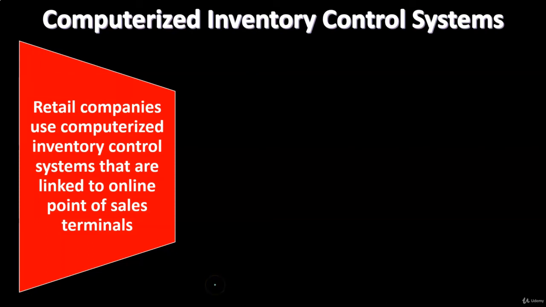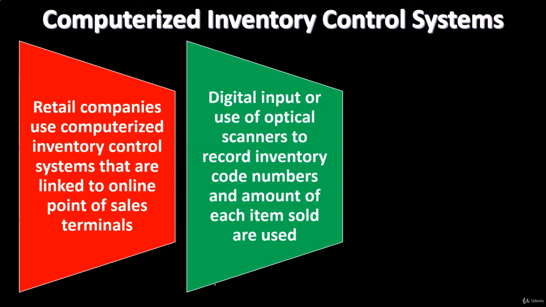The computerized inventory control systems are going to be used in order to help us to track the inventory, to track our current assets. So retail companies use computerized inventory control systems that are linked to online point-of-sale terminals. So the point-of-sale terminals, when we sell the inventory, we've got the scanners and whatnot that are going to help us to track the inventory as we sell the inventory in a perpetual inventory tracking type of system. Digital input or use of optical scanners to record inventory code numbers and amount of each item are used.